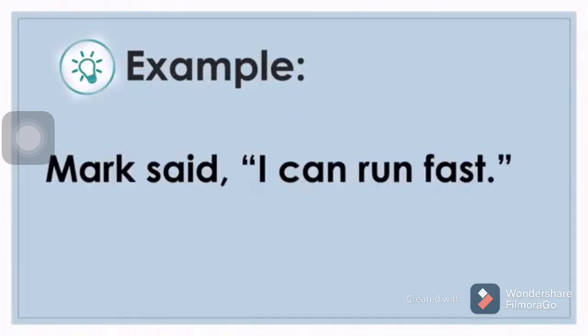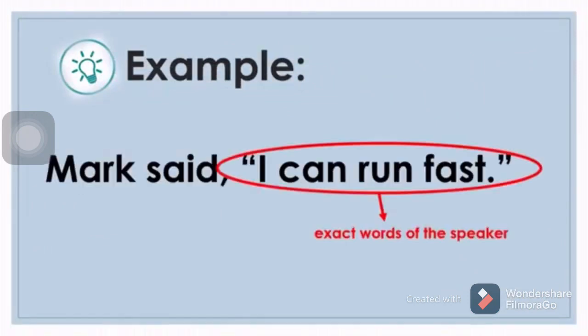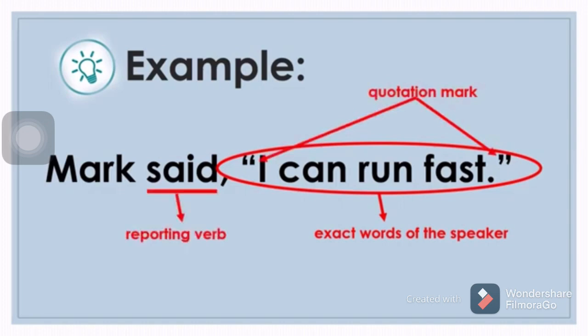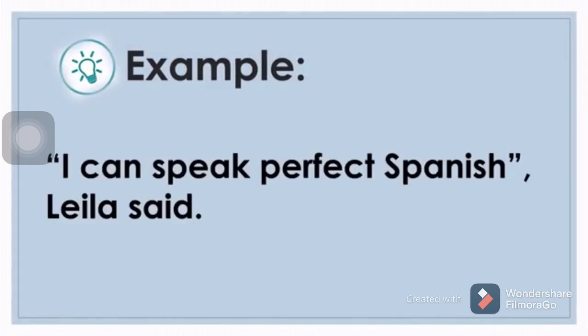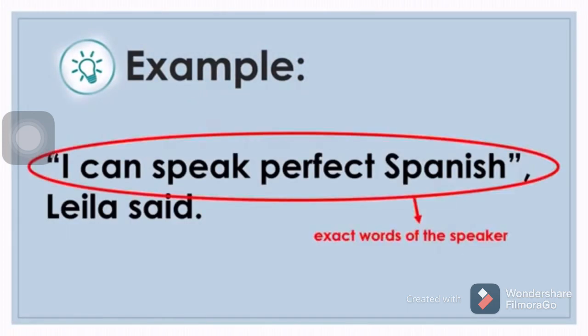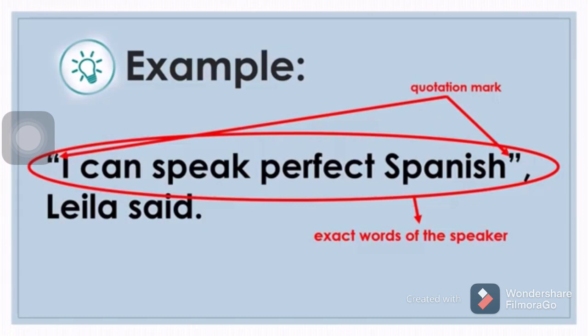Example, Mark said, "I can run fast." As you can see, the encircled words are the exact words of the speaker. And there is the use of the quotation mark and the reporting verb. Another example, "I can speak perfect Spanish," Leila said. Again, the encircled words are the exact words of the speaker, and there is a use of the quotation mark and the reporting verb.